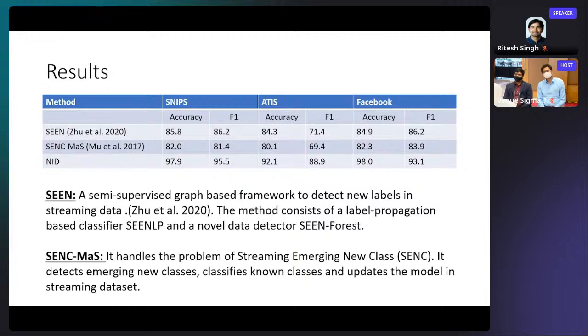So from this table, it can be seen SEEN and ACNC-MOS are also performing well. But our algorithm NID outperforms them in terms of accuracy and macro F1 for all 3 datasets, by more than 10% accuracy and F1.